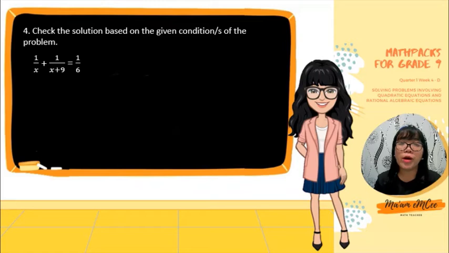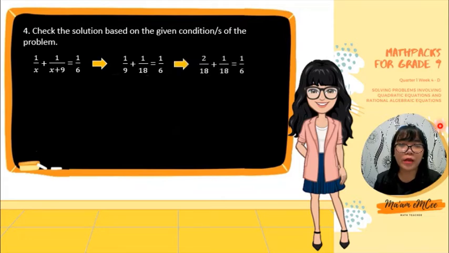So we go back to our working equation, which is 1 over x plus 1 over x plus 9 is equal to 1 over x. So again, our x is equal to 9, our x plus 9 is equal to 18. So our working equation will be 1 over 9 plus 1 over 18, and that should be equal to 1 over 6. Now let us find out if 1 over 9 plus 1 over 18 is equal to 1 over 6. So we have here 2 over 18 plus 1 over 18.